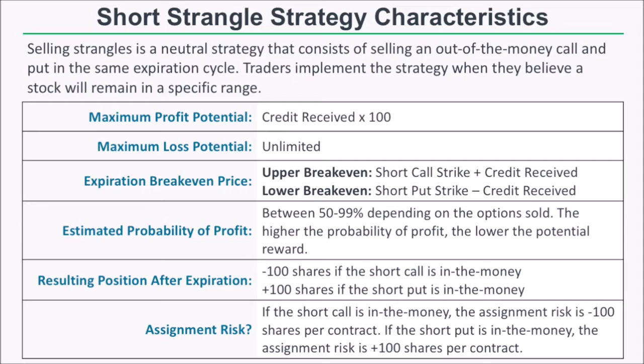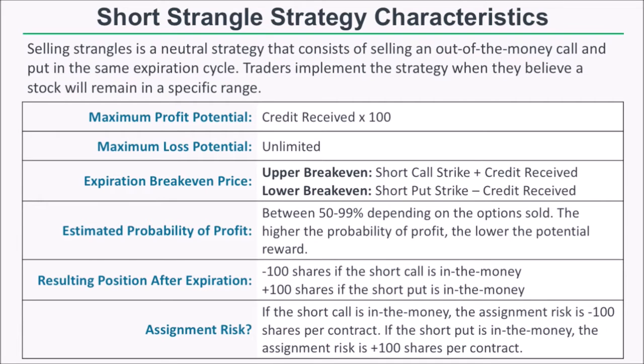Now, the estimated probability of profit for a short strangle position really depends on the short call and short put that you sell. So typically you could have a probability of profit anywhere between 50% and 99%, depending on the options you sell. So the further out the options that you're selling, the higher your probability of profit will be, but you'll also have less potential reward because you're going to be selling cheaper and cheaper options. So there's a balance between the probability of profit and the amount of potential reward that you'll have for a short strangle. Now we'll go into that a little bit more detailed in a little bit.